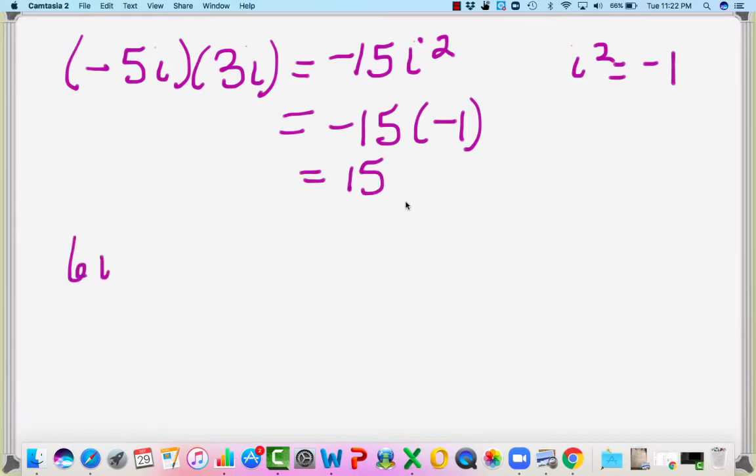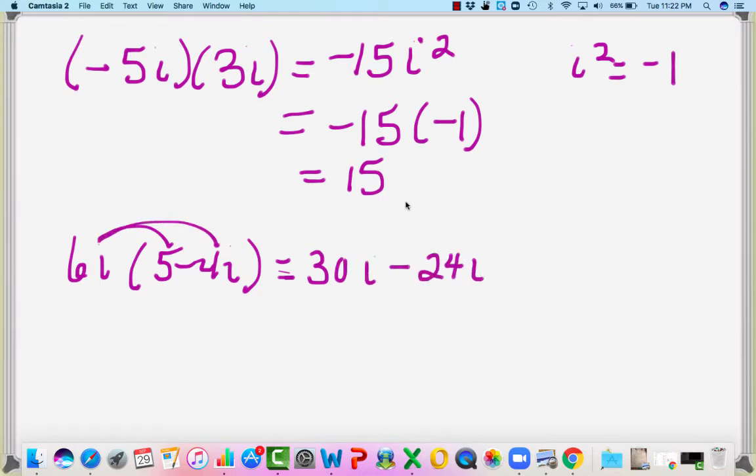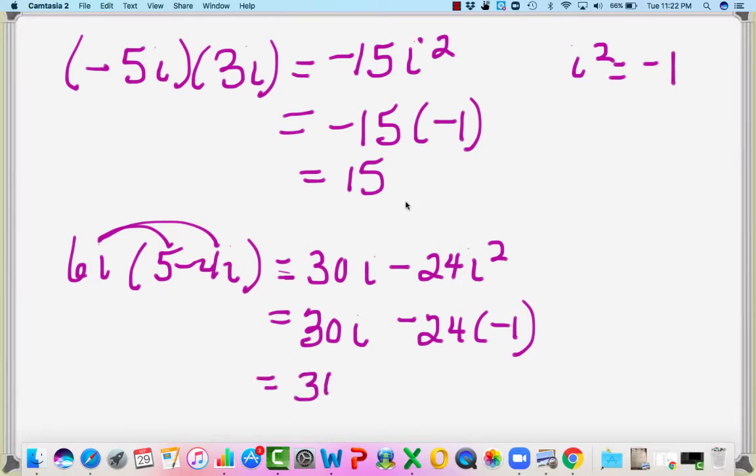Or if we had something like 6i times 5 minus 4i, in this case, we're going to distribute and then follow our multiplication. So I would have 30i and then minus 24i squared. But again, we remember that i squared is -1, so that's 30i minus 24 times -1, which is actually 30i plus 24. But we want to rewrite that so that we're in standard form, so it would be 24 plus 30i.